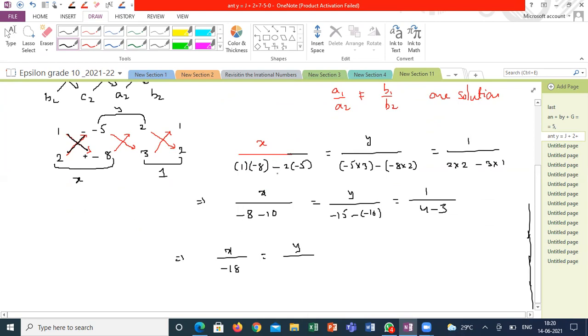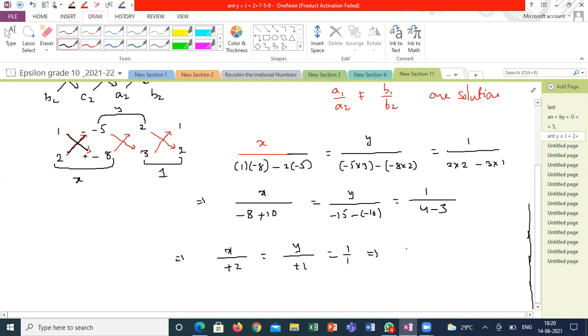So this is minus 8 plus 10. Sorry, minus 8 plus 10. That will be equal to plus 2. This will be equal to minus 15 plus 16. So this is plus 1 is equal to 1 by 1.